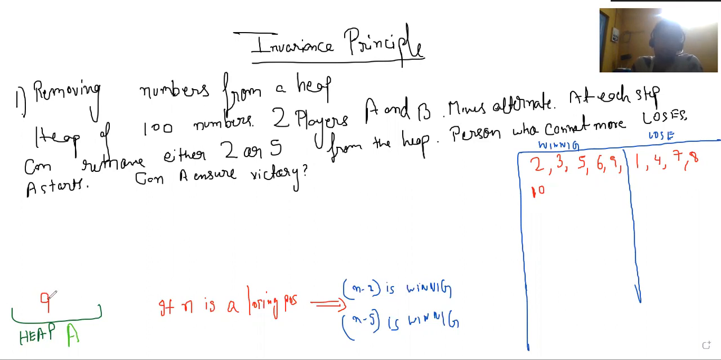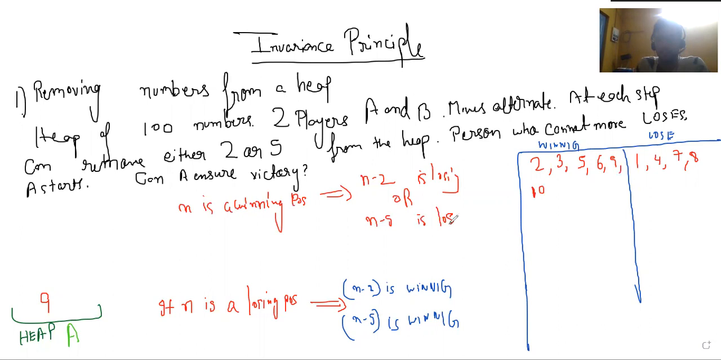One alternate way to think would be: from 9, can A drive B into a losing position? That's the meaning of a winning position, right? n is a winning position means at least one of n minus 2 and n minus 5 is losing. I'm not saying both. n is winning means there is some way to win, right? So either n minus 2 is losing, or there's a contradiction there.